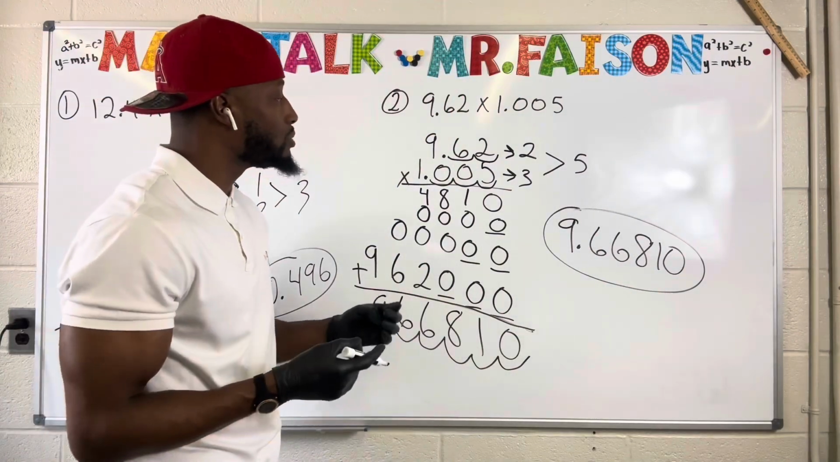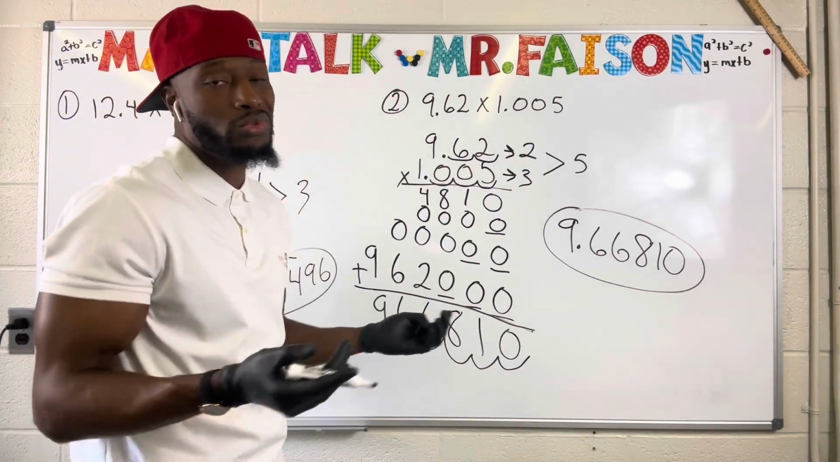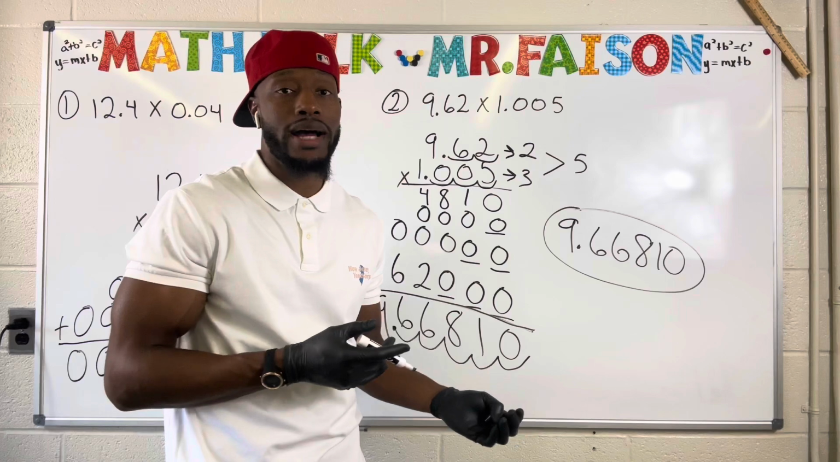So as you can see in this problem originally, you don't have to line up your decimals. There's no need to line up your decimals because we're not really paying attention to the decimals until the very end of the problem. All right?